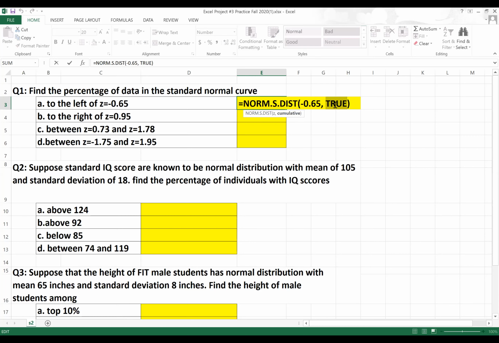Okay, so that's true, indicating we are accumulating all the area to the left. Yeah, that's what it means. So that's how we do that. We get true. And then the second one is to the right. And we know that in order to find the area to the right, we're going to use 1, the total area under the bell curve, minus the area to the left.